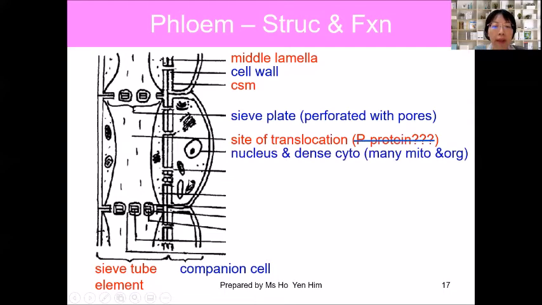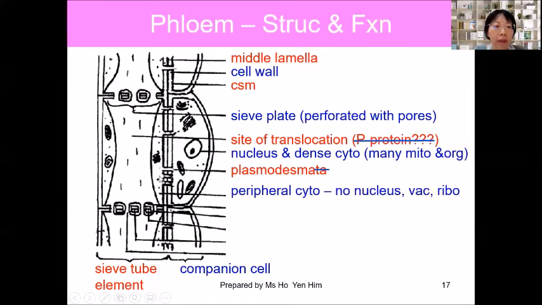Now, there's a nucleus in the companion cell and with dense cytoplasm. Dense means highly compact because the cell is very, very small. So therefore, it will be highly packed with a lot of organelles in it. There are many mitochondria because it's supposed to produce ATP, and many other organelles. And then there is plasmodesma. So there'll be plasmodesma that will connect from the companion cell to the sieve tube element.